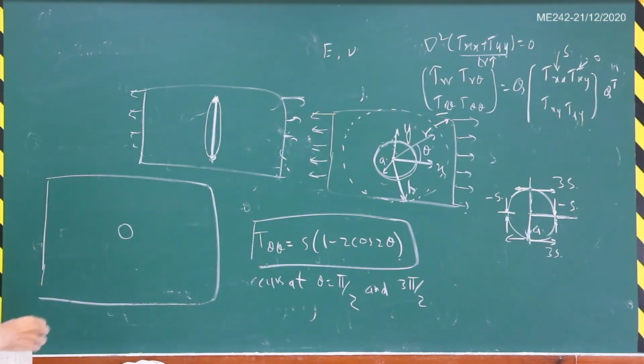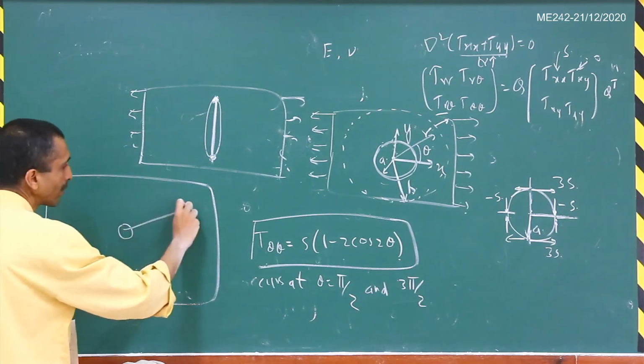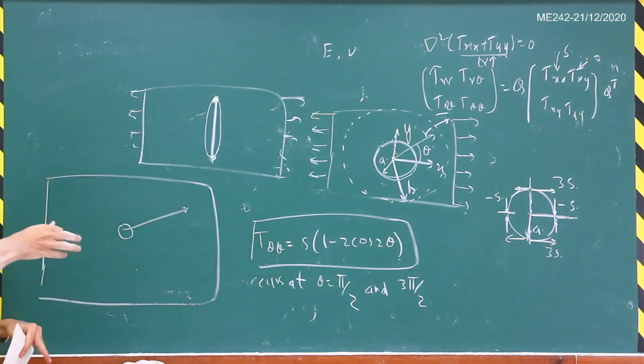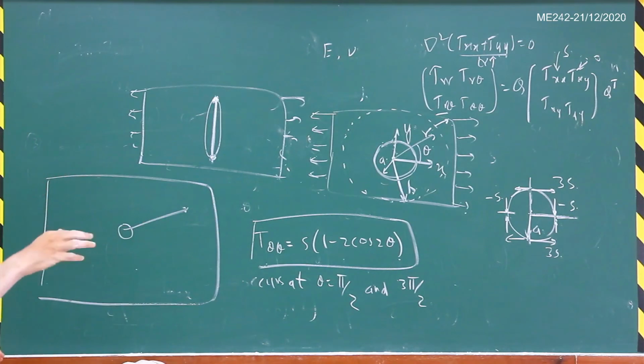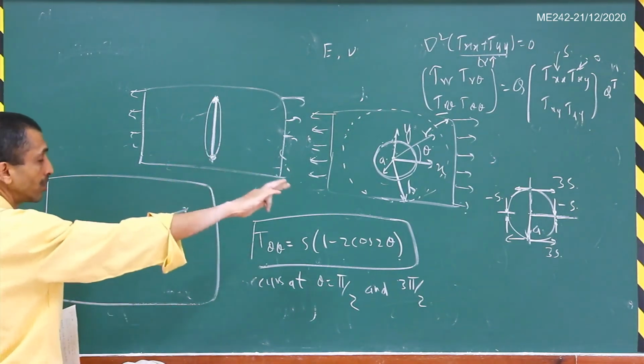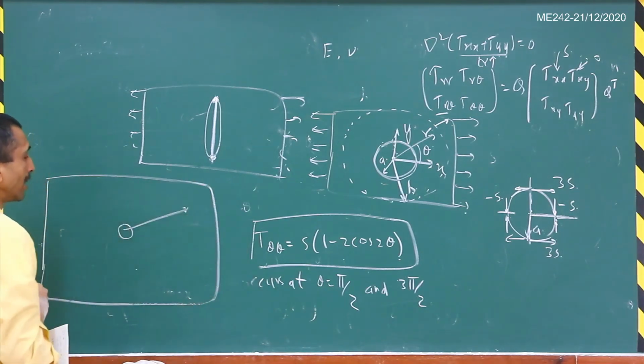Because typically you will see that as you go far away, these stresses decay very rapidly. We have terms like 1 by r square, 1 by r to the 4 and so on. And so the same solution would be valid even for a very large plate.